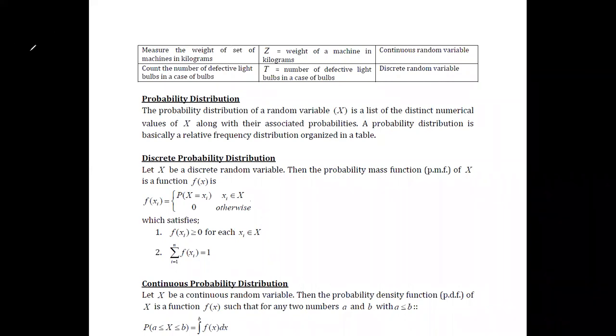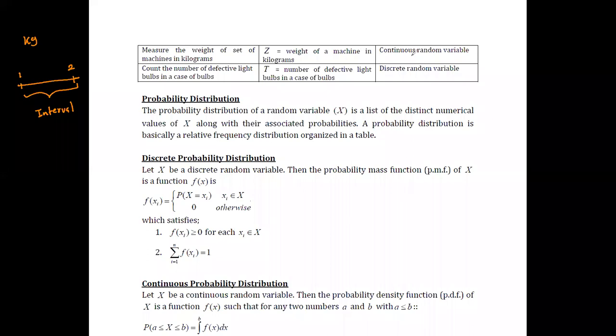Since you are weighing a machine, it means weight in kilograms. If you are considering 1 kilogram and 2 kilograms, in this region there are infinitely many more values in this interval. Since this can be considered as a value interval, then definitely this random variable has to be categorized under continuous random variable.